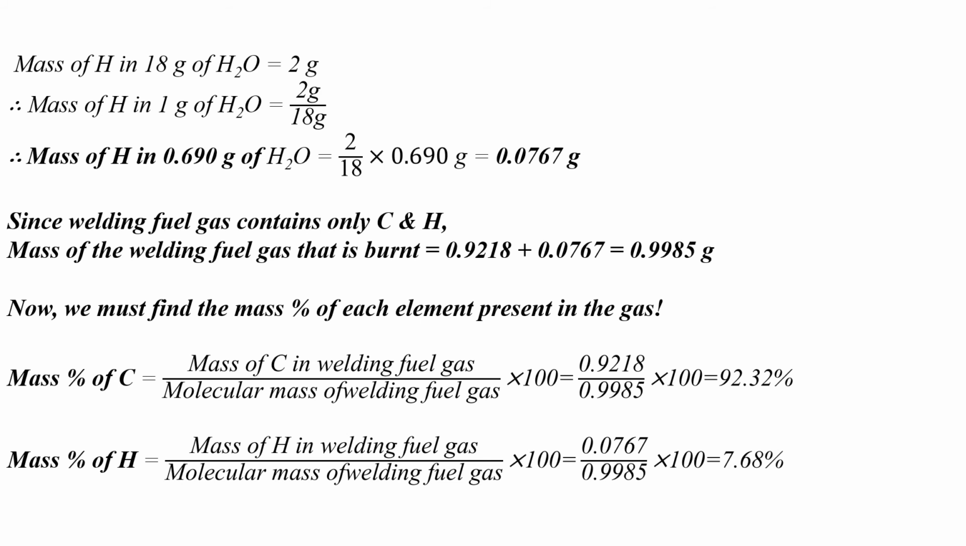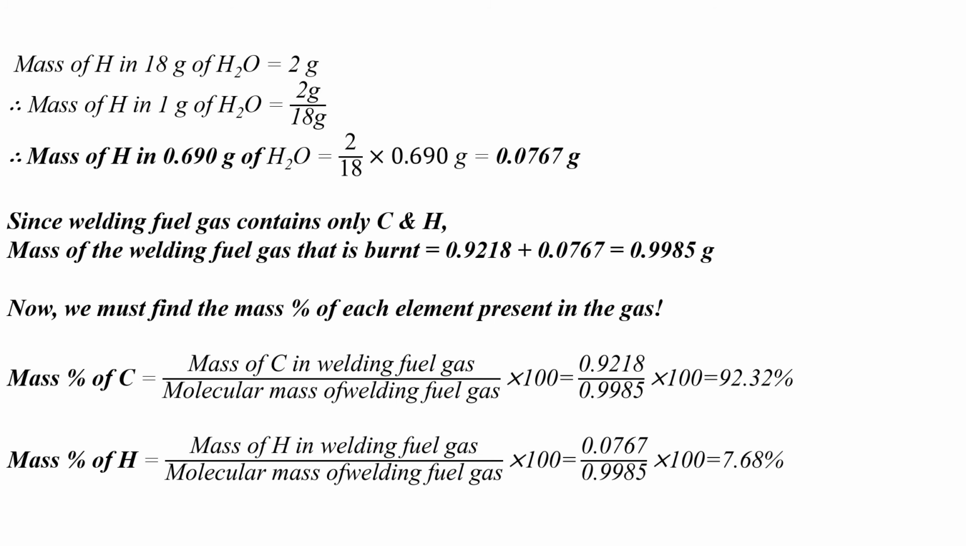We know that welding fuel gas contains only carbon and hydrogen as constituents. So the mass of the welding fuel gas that is burnt would be equal to 0.9218 plus 0.0767, that gives you an answer of 0.9985 grams. So this is the mass of the welding fuel gas that is burnt. Clear? Now we must find out the mass percentage of each element, that is carbon and hydrogen, present in the gas.